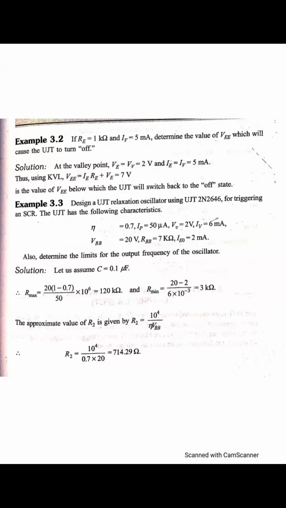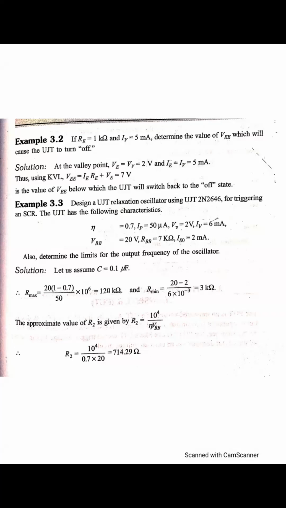Relaxation oscillator, that is without giving any input. So this UJT is going to generate oscillations or pulses. So that is going to be a relaxation oscillator, and we have seen the frequency of that. So we will see some problems on that.